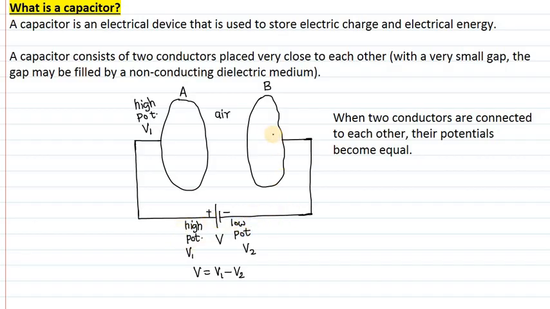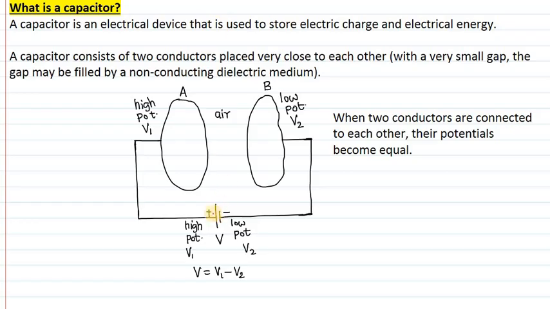Similarly, the conductor B is connected to the negative terminal of the battery, which is at low potential V2. So therefore, the conductor B will now have the low potential, the value V2. So now we can see that conductor A has acquired a potential V1 and conductor B has acquired a potential V2. So there is a potential difference between A and B. A is at higher potential, B is at lower potential. So in a capacitor there are two conductors, one at higher potential and the other at lower potential. Let's see what happens next.